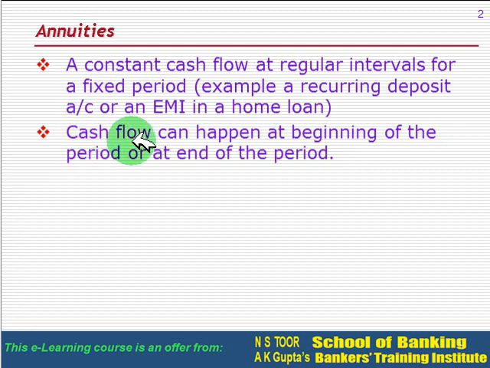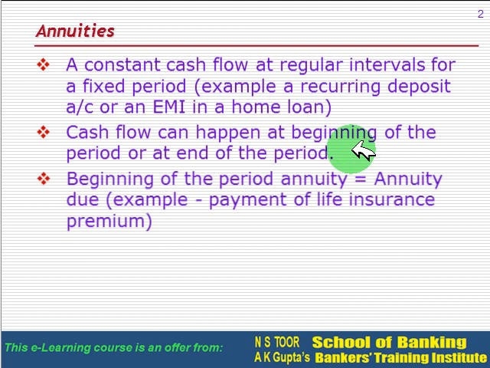Now this cash flow can happen at the beginning of the period or at the end of the period. It can be inflow, it can be outflow. The cash flow which happens at the beginning of the period is called annuity due. So beginning of the period annuity is called annuity due. Example is payment of life insurance premium, which is paid in advance, in the beginning.